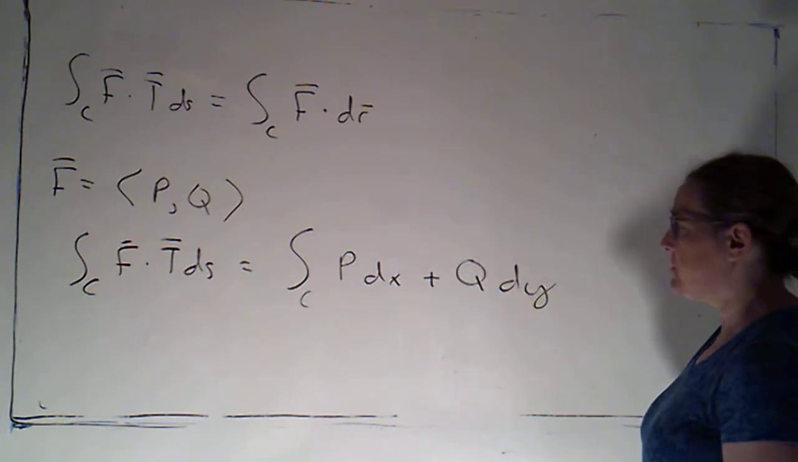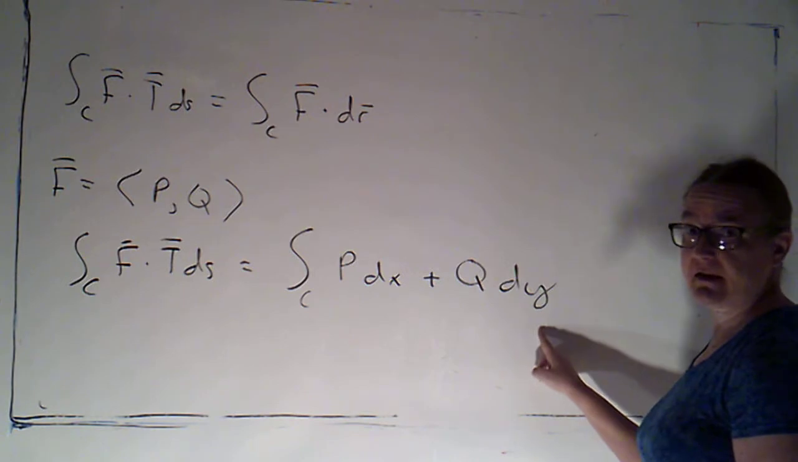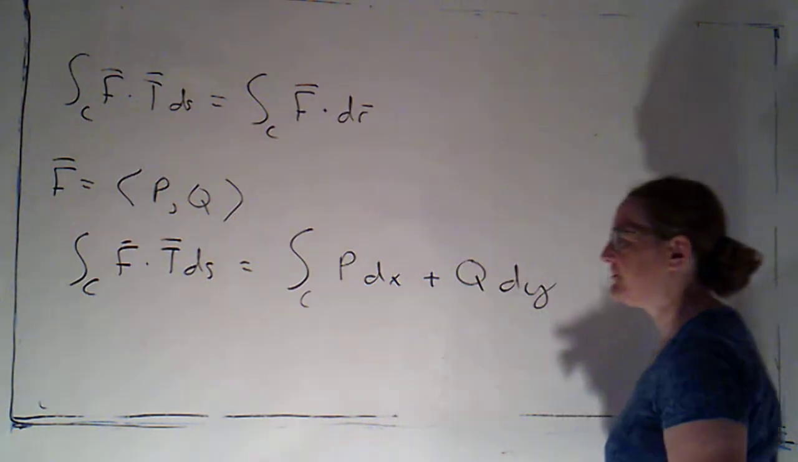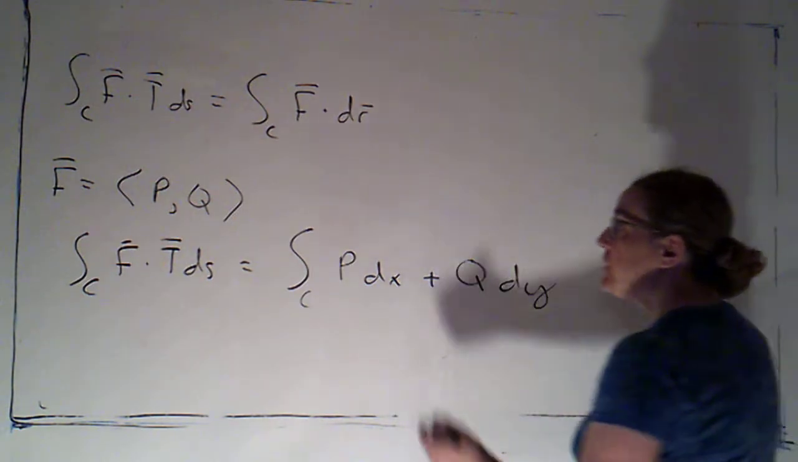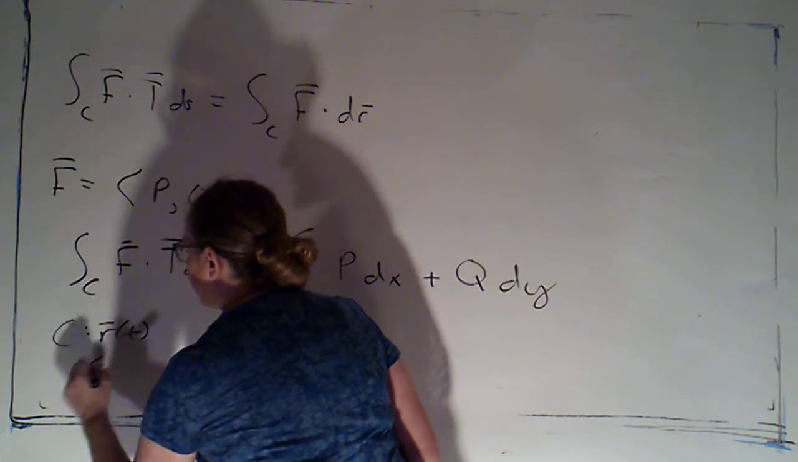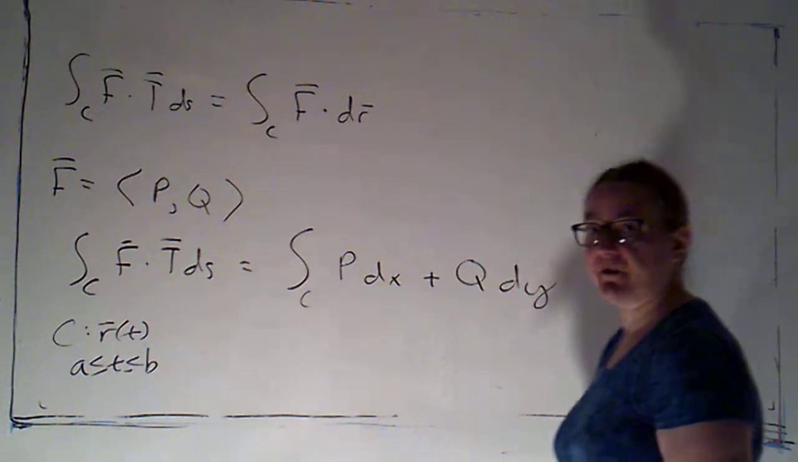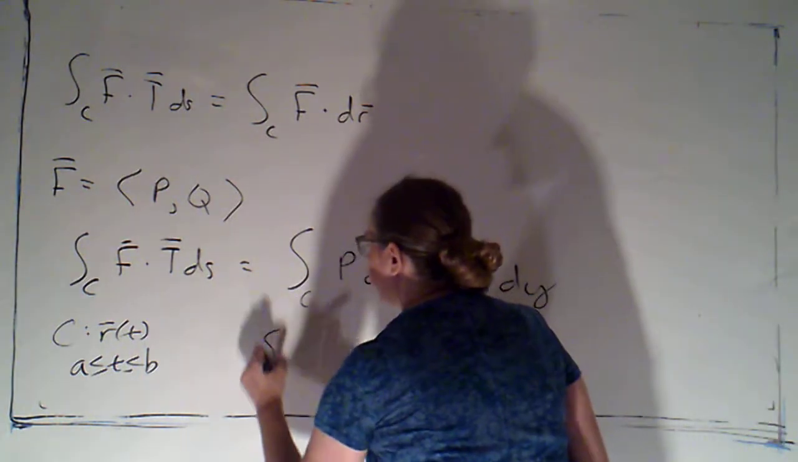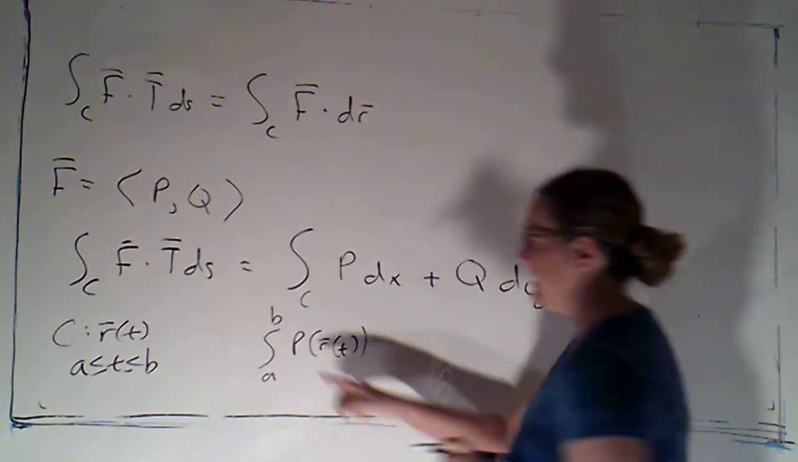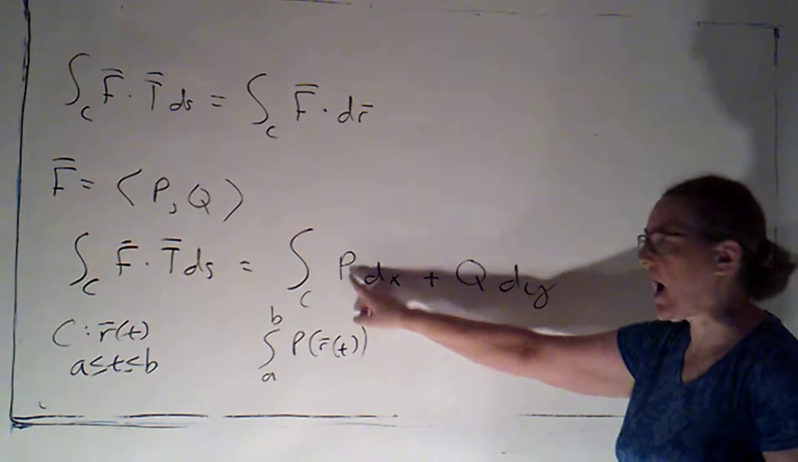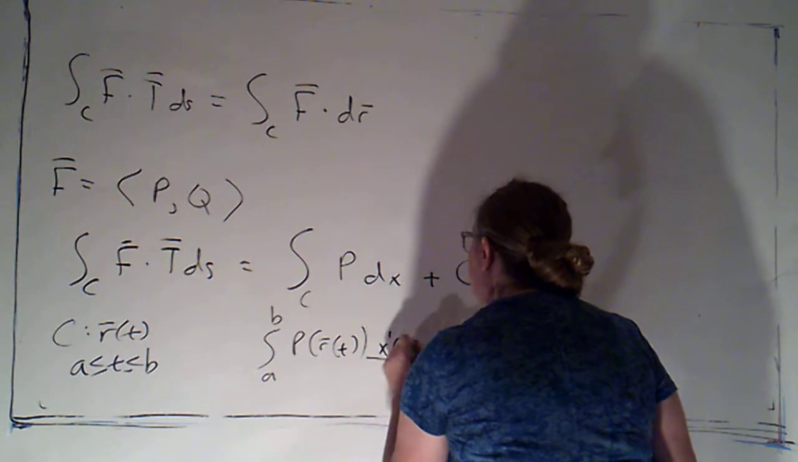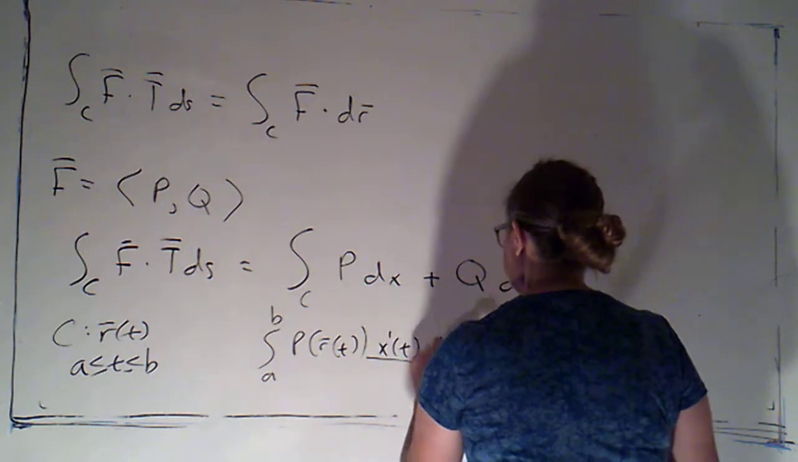And just a reminder, the way you would evaluate something like this, usually what I do is I actually just translate it back to this notation because I find this more user-friendly. But if you prefer, you could evaluate this if C is r of t, where t varies from a to b, you could say this is the integral from a to b of p evaluated at r of t, because p would be a function of x, y, so now I'd be evaluating it at this, times x prime of t dt.